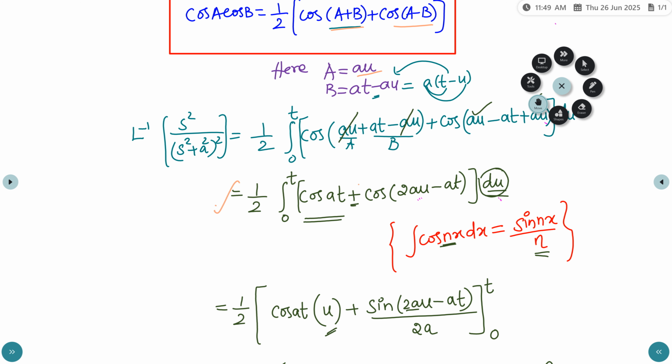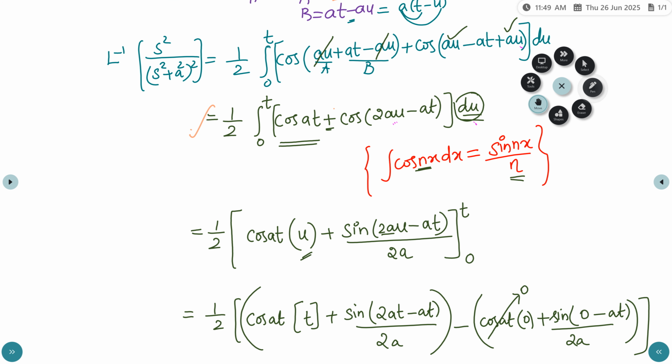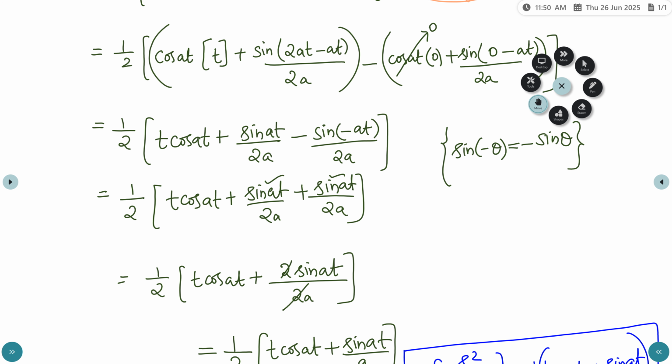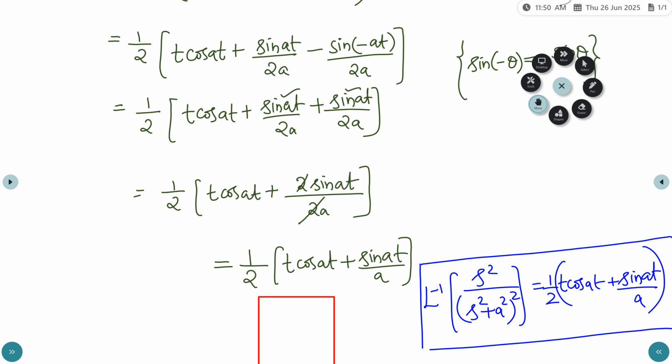Now applying the integration, in the first term there is no u here, so cos at is treated as a constant and the integration of du is simply u. After that, this cos function will be integrated as sin of 2au minus at, and the coefficient of u, 2a, comes in the denominator. Then substitute the upper limit minus the lower limit. The limit is for u, the variable u. So in place of u, substitute the upper limit and the lower limit. After substituting, and simplifying further, we will get the final answer.